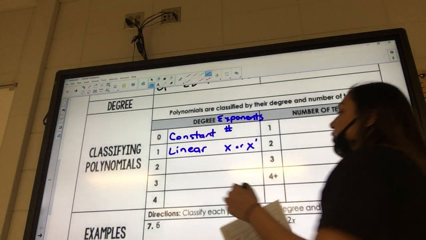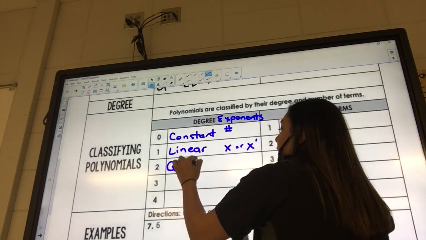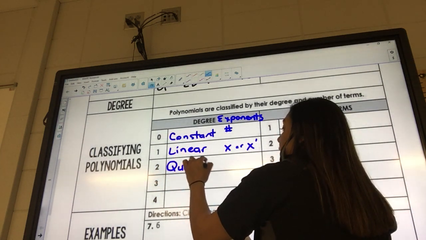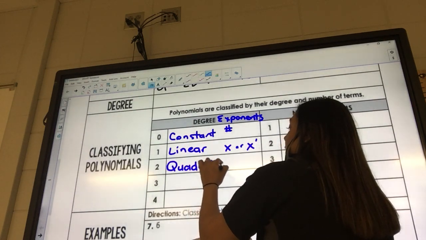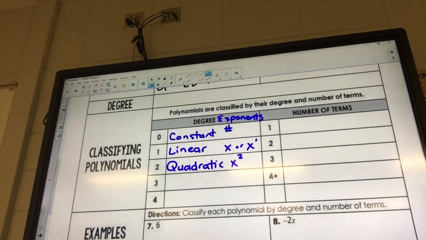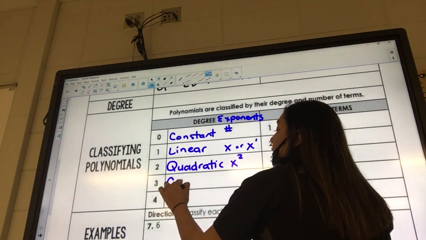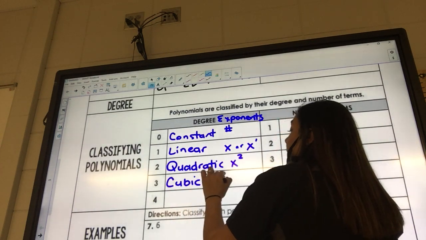If it has to the 2 power, it's called a quadratic. What does a quadratic look like? It's going to be x squared, but what does it look like? It looks like a U. Remember, quadratics always look like a U. You just graphed quadratics. You did them on your test. You graphed them in vertex form. If something is to the 3rd power, it's called a cubic.